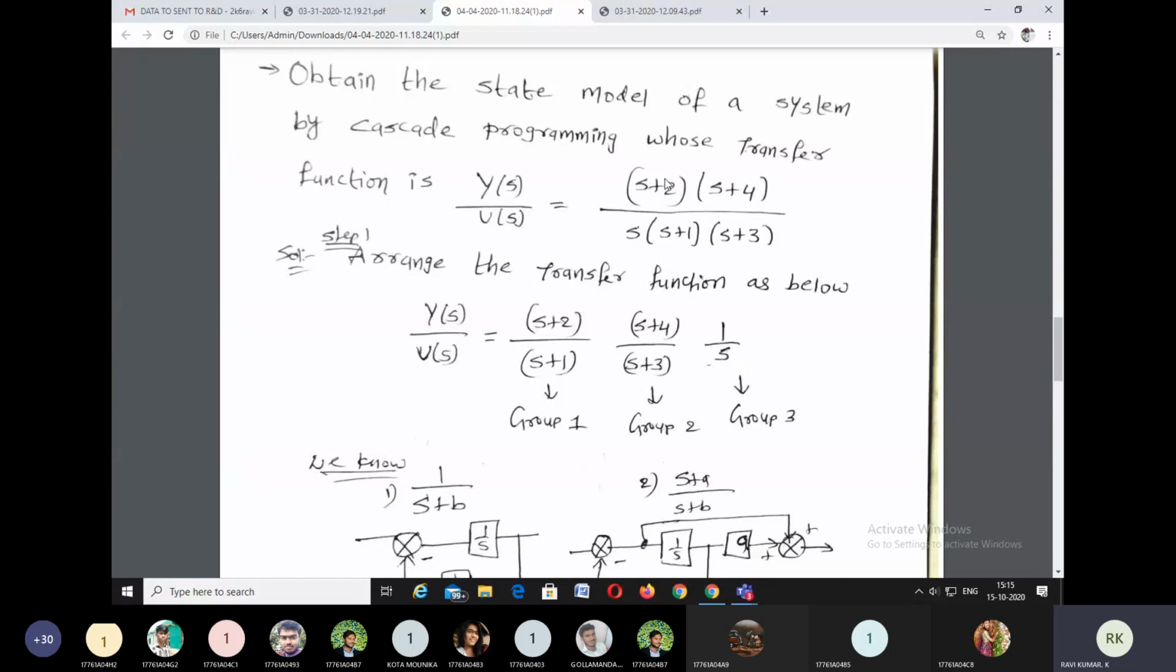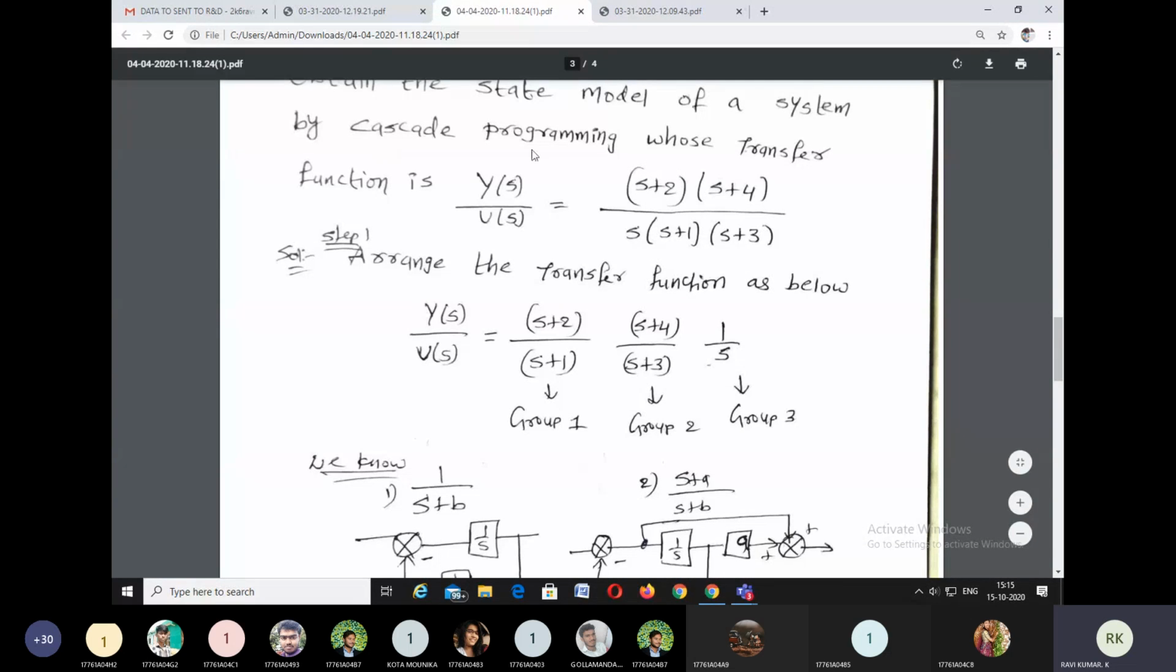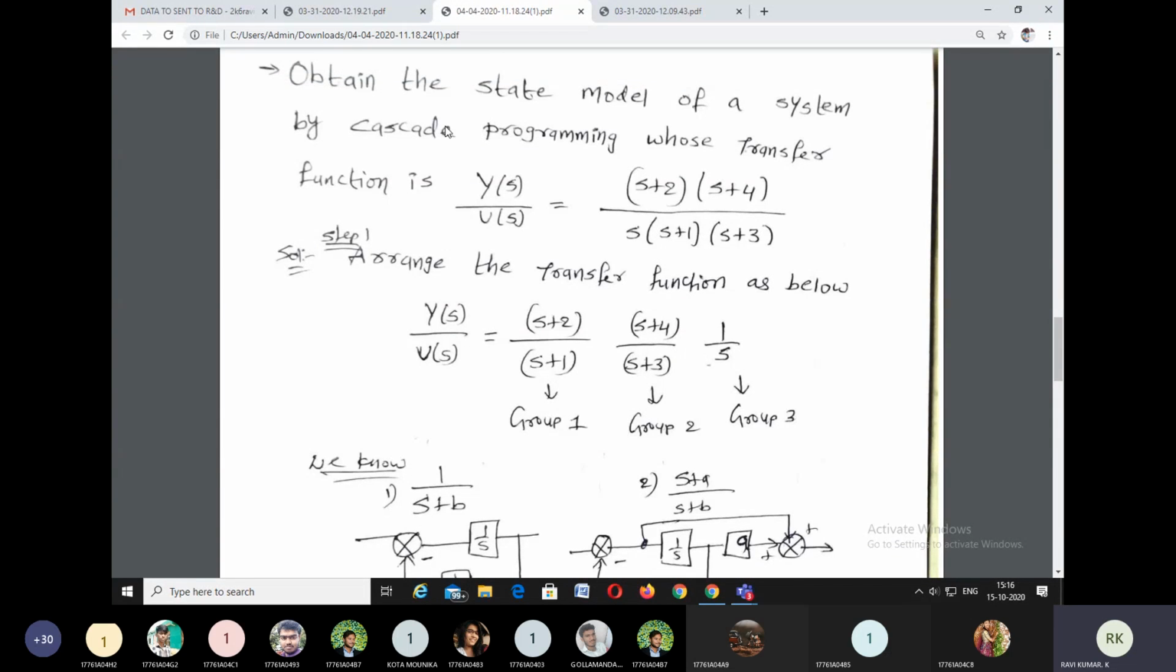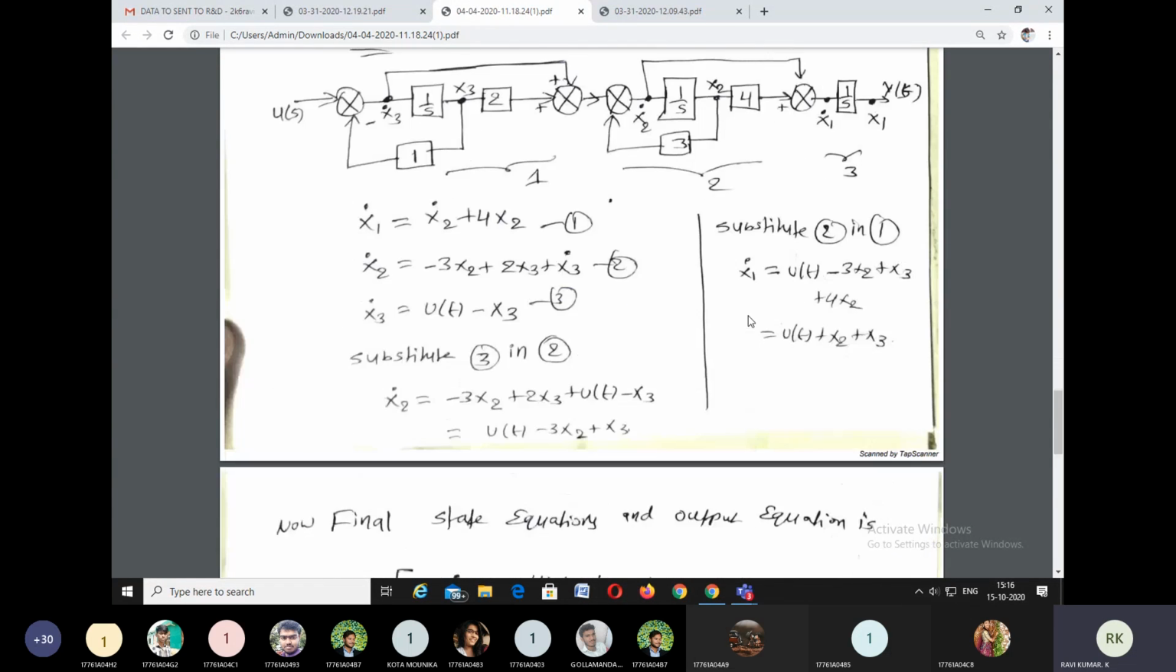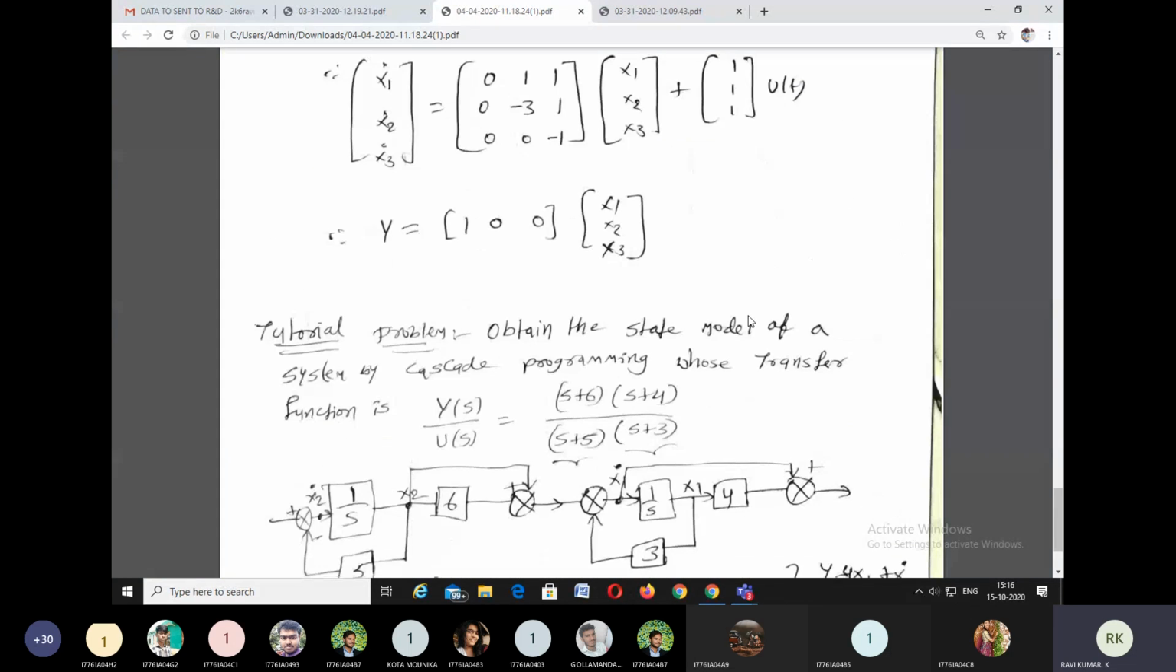See, given the transfer function, here they're asking for cascade programming. That is, total three things are there. First one, they'll give the transfer function, ask to calculate the direct decomposition form, and ask to calculate the Foster form, and the third form is the cascade programming form. So that is how we are in the cascade programming form, right? See, for that one I am going to solve here.